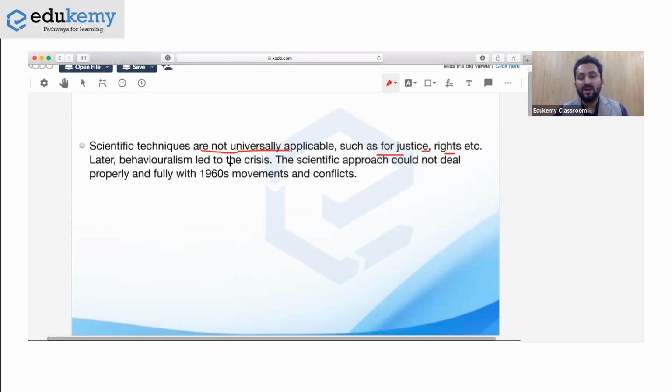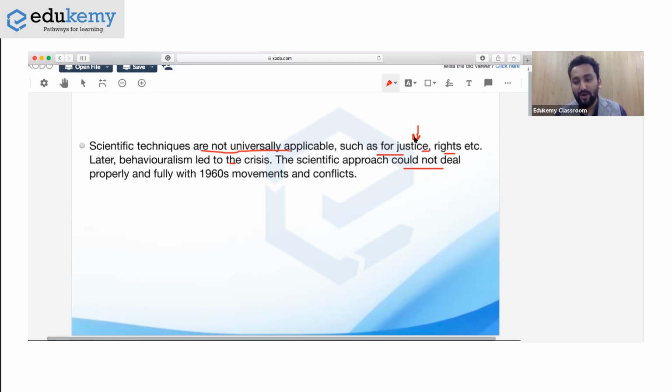Later, behavioralism led to the crisis of the scientific approach. I don't know if you have read about Rawls. When we were talking about justice, Rawls's Veil of Ignorance, we also said that you cannot come to one conclusion of justice by a simple survey or by conducting some scientific experiments. Yes, that is why Rawls adhered to the post-behavioralist approach.